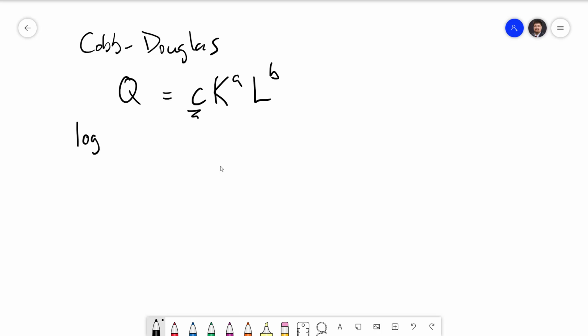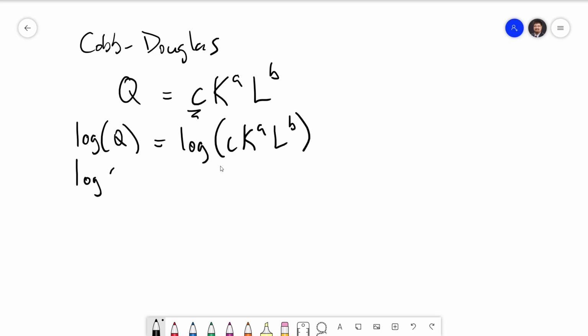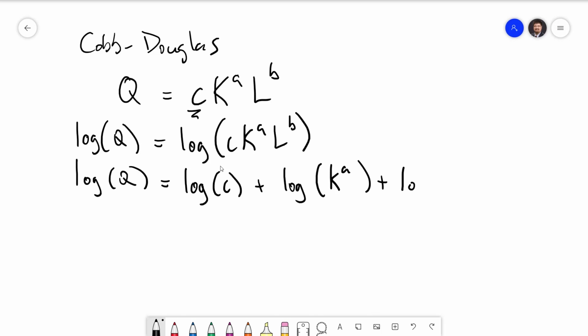This is going to give us log of Q equals log of C K to the A L to the B. We're now going to apply our log rules to break this thing up. Remember that whenever we have terms multiplied inside the log, we can take the log of each of those and add those up. So we get log of C plus log of K to the A plus log of L to the B. We can then use another log rule to pull those exponents down.